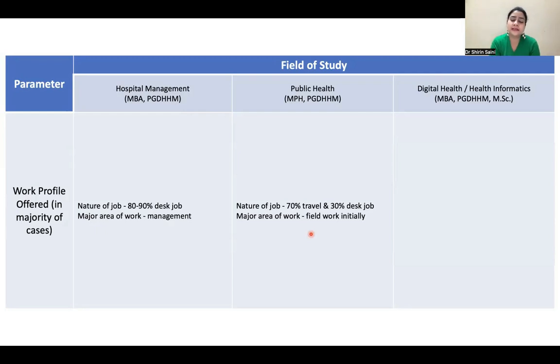So for public health, it is 70% travel and 30% desk job. Initially, this is how you will be starting. Eventually, depending on how you grow and where you grow, it totally depends on you. And then digital health or health informatics, again, the nature of the job is 50% travel and 50% desk job, even if it is in the same state.